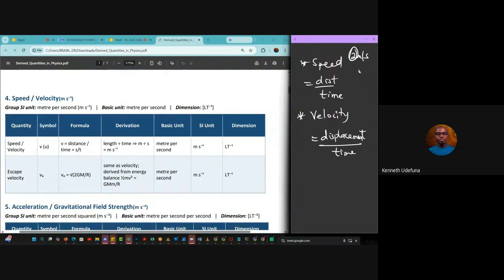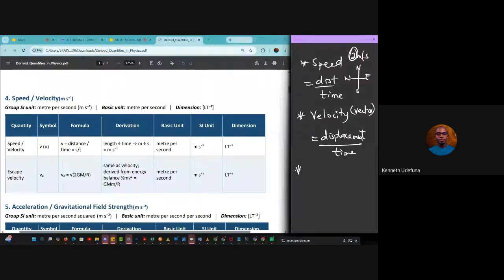But direction is, so this is what we call direction. When you have something like north, south, east, west, if you hear something like north-west, it is called direction. So velocity has both number and direction. So this is a vector. We are not talking about vector quantity yet. When we come to vector quantities and scalar quantities, I will give you details of that. But for now, just bear it in mind for speed and velocity.